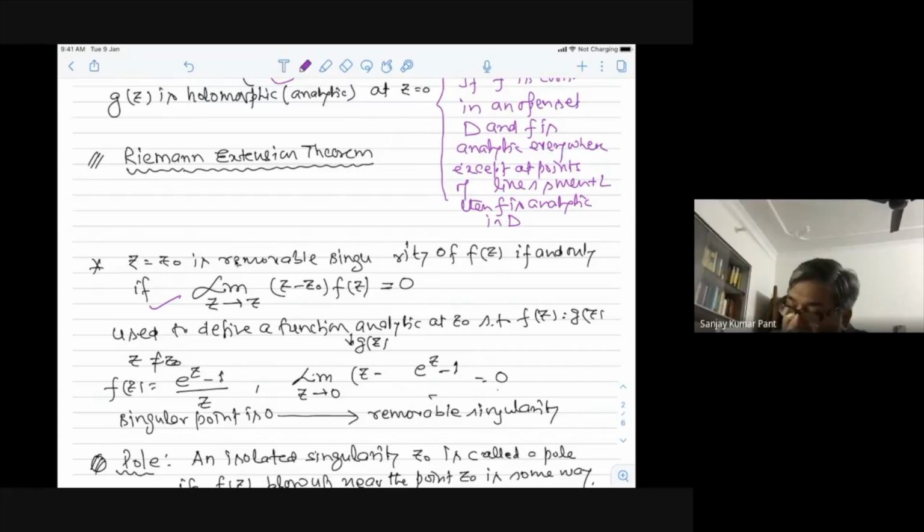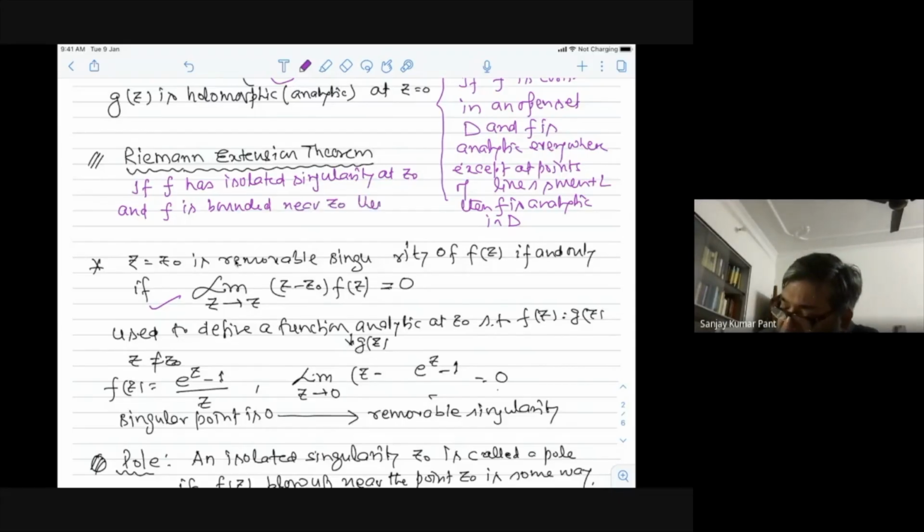And actually, for the Riemann extension theorem, there is a special case. I am writing the special case. If f has an isolated singularity at z naught and f is bounded near z naught, meaning in some neighborhood of z naught, then z naught is a removable singularity. Removable singularity means you can redefine the function f so that the singularity is removed. And sometimes this singularity is also called a false singularity.